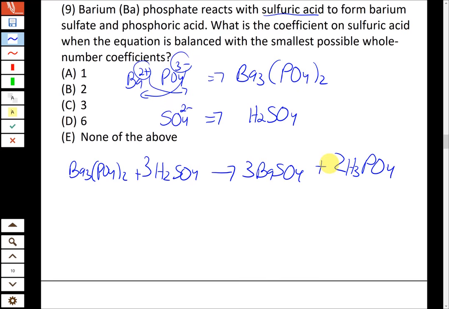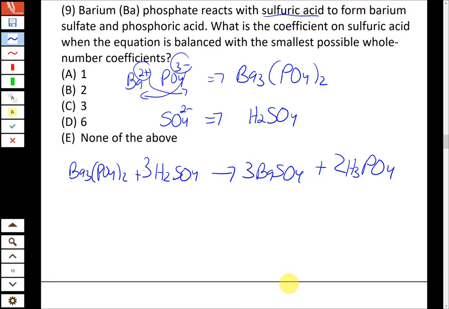Let's check that everything is balanced. We have 3 bariums, 2 phosphates, 6 hydrogens, 2 times 3 is also 6, and 3 sulfates. For most reactions that involve acids and ionic compounds, the coefficients are fairly small. But here we have some, and what we're looking for is the coefficient on sulfuric acid when we're balancing with the smallest possible whole number. Sulfuric acid is this one here. The coefficient is 3, so the answer choice that's correct is choice C. All right, so that's a pretty typical balancing equation problem where we describe it to you. You have to write out the chemical formulas and then provide the coefficients to make sure it's balanced on both sides.